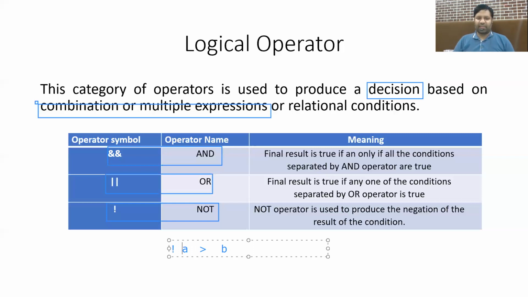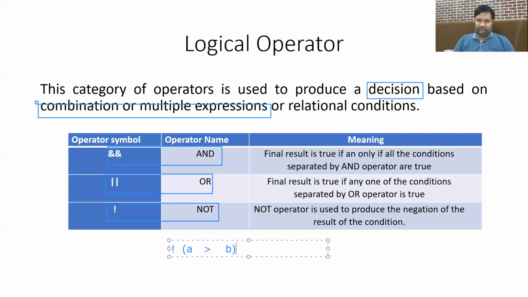So how is it evaluated? I am going to use the logical operator not in front of A greater than B. So it will return true if A is not greater than B. Now what if the value of A is greater than B? If A is 10 and B is 9, A greater than B will return 1 and not will convert it into 0.